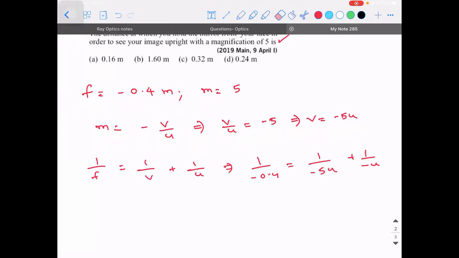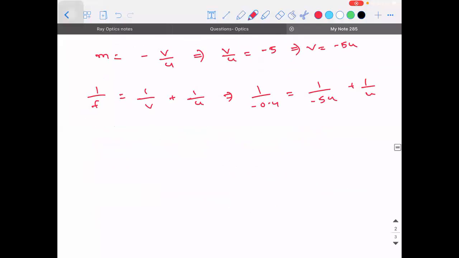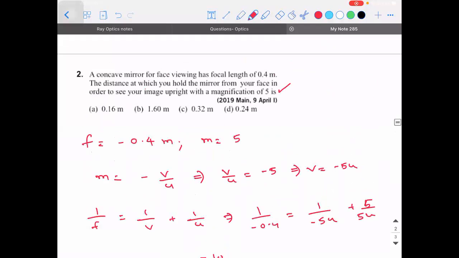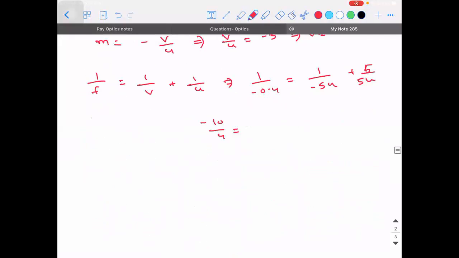Remember in this chapter, whichever quantity is to be found, you should not use sign convention for it. So 0.4 is 4 divided by 10, so 10 divided by 4 minus, this will be 5, this will be 5. So 5. Sir, the answer is 0.32. Didn't you understand? 0.32 with a negative sign. Yes. 4 divided by 5.